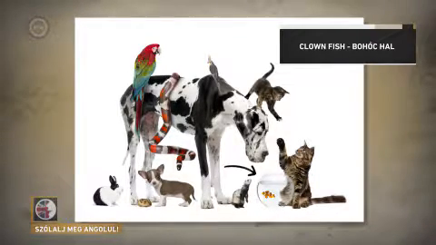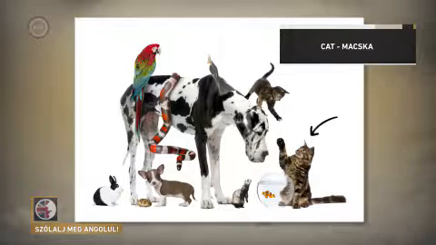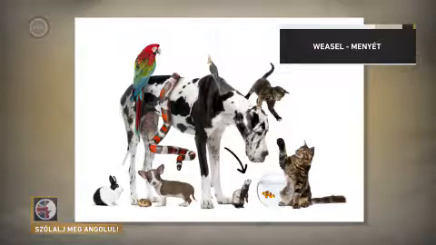The dog is looking at a clownfish. The clownfish is in a fishbowl. The cat is sitting on the right of the picture next to the fishbowl. The cat is trying to high-five the kitten, I think. Between the dog and the fishbowl, there's a weasel, I think. Well, it looks like a weasel. I think it's a weasel.